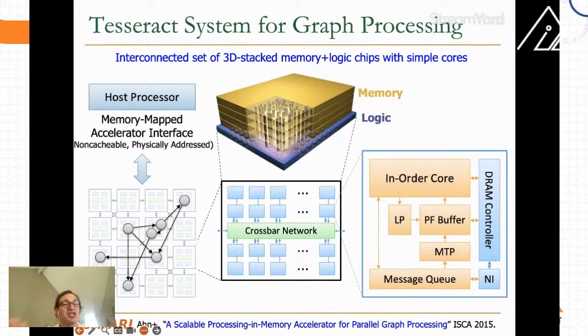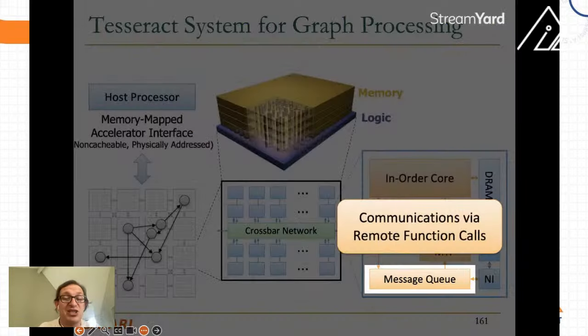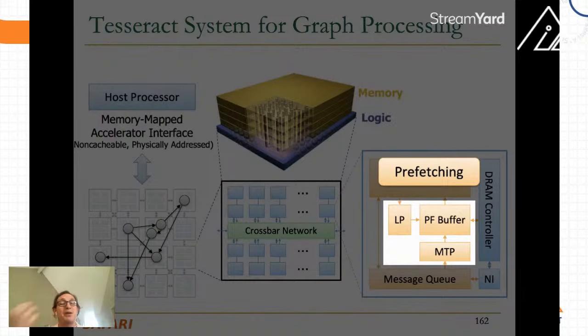Each of these cores are in-order, so they're general purpose. They can actually be used for machine learning also, and you can also have accelerators inside them. We did not look at that in this particular paper, but later papers actually looked at them. And you do message passing. Essentially, you have a message-passing system that uses remote function calls, and we have some prefetching mechanisms that enable higher bandwidth utilization for the cores, which I'm not going to talk about over here.